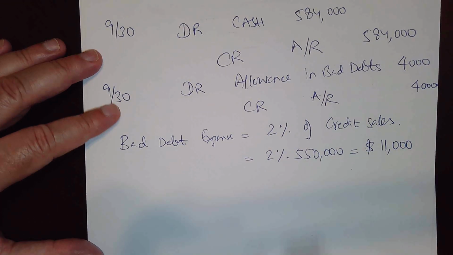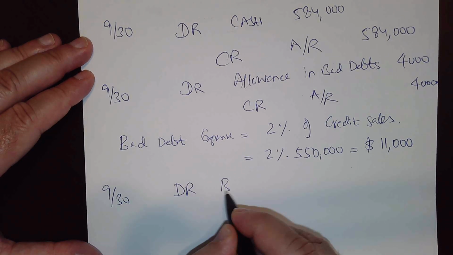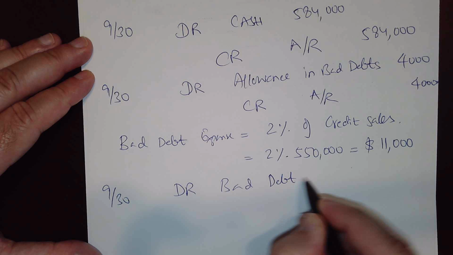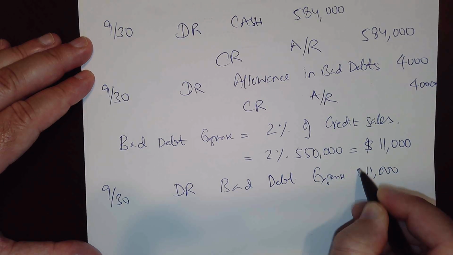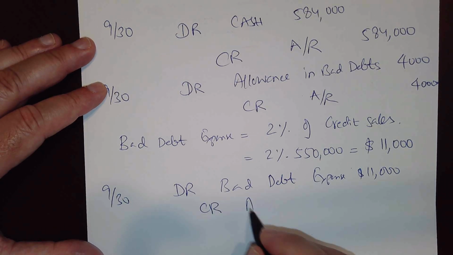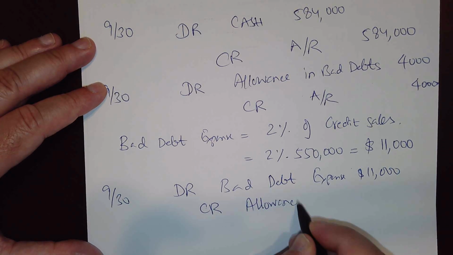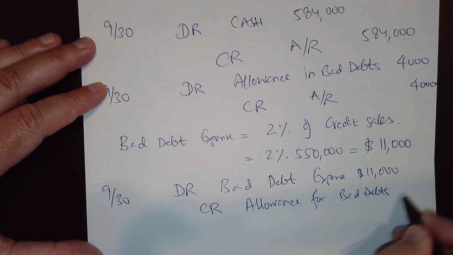So on September 30th, we debit bad debt expense of $11,000, and we credit allowance for bad debts of $11,000.